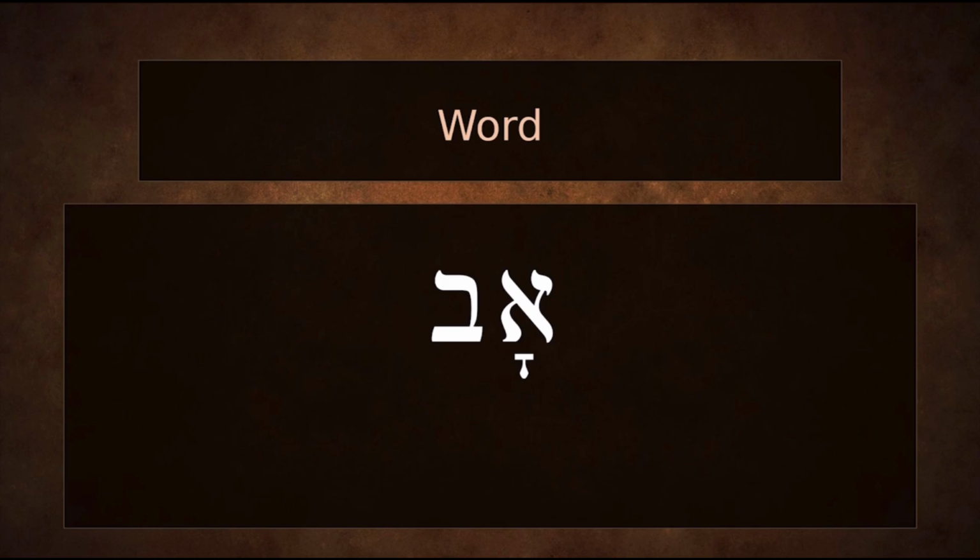Finally, we pronounce the beit. Beit can make two different sounds, but this beit has no dagesh, so it is pronounced like a V. So, aleph is silent, kamatz is ah, and beit is v. Altogether, this word is pronounced av. Av means father. This word illustrates why Hebrew has a silent letter.